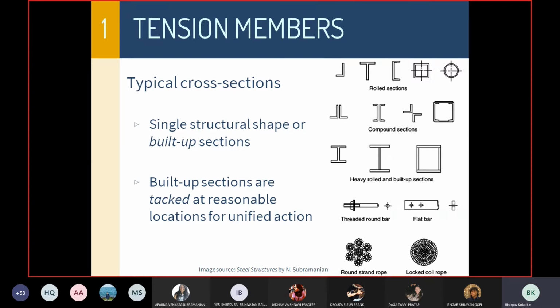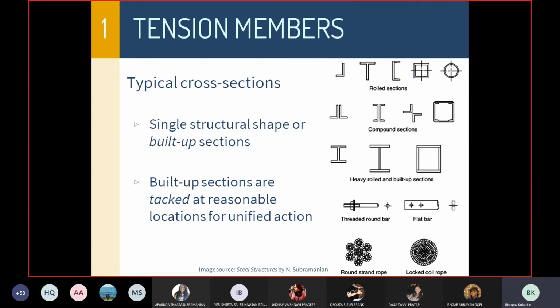Now, if an angle is not sufficient, we club two angles together and form a T section. Those T sections are not easily available in the market. Therefore, we always club two angle sections to form a T section. Then there's channel section, box section, and so on. So these are the most commonly used sections.